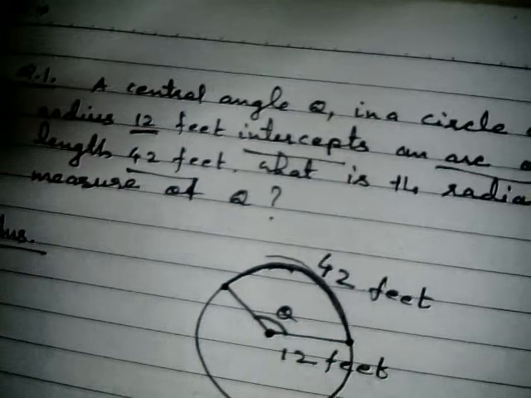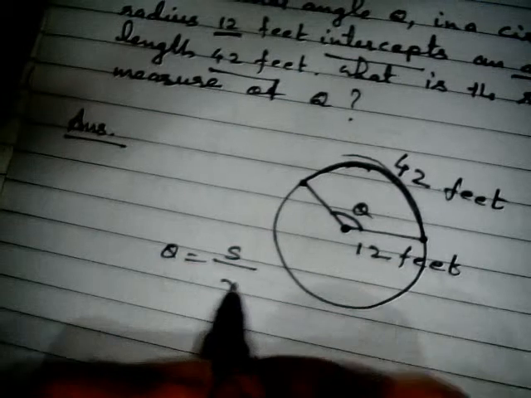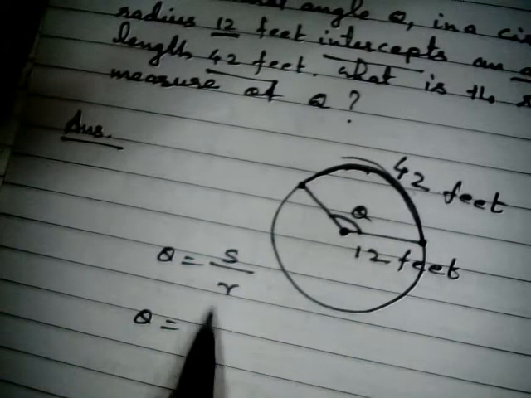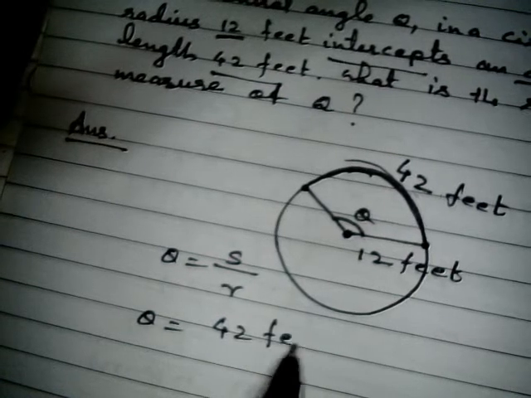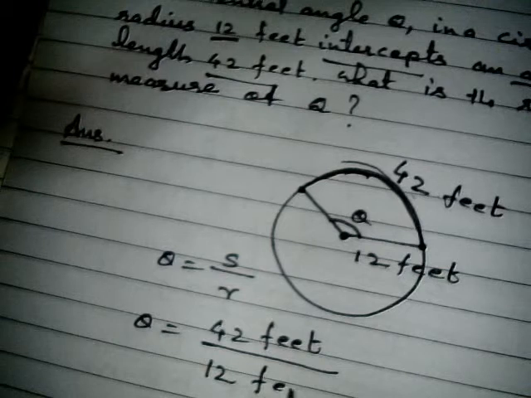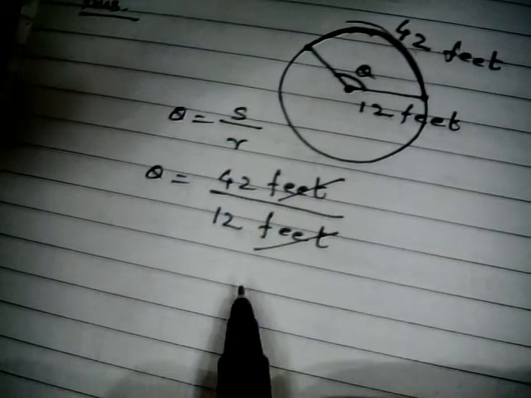We know the formula: theta equals S upon R. What is S? S is the arc length. What is the arc length over here? 42 feet. And this is 12 feet. Now I need to simplify. The feet unit also gets canceled out.